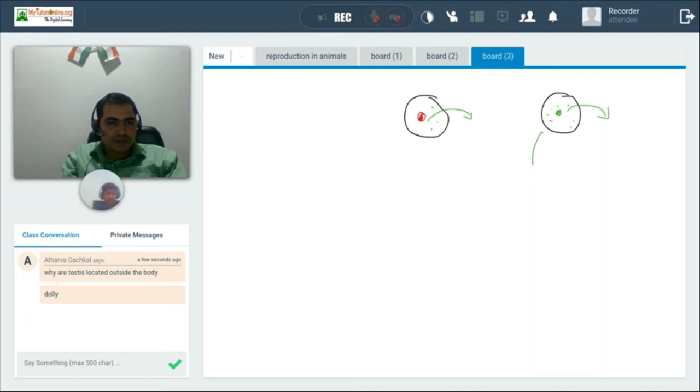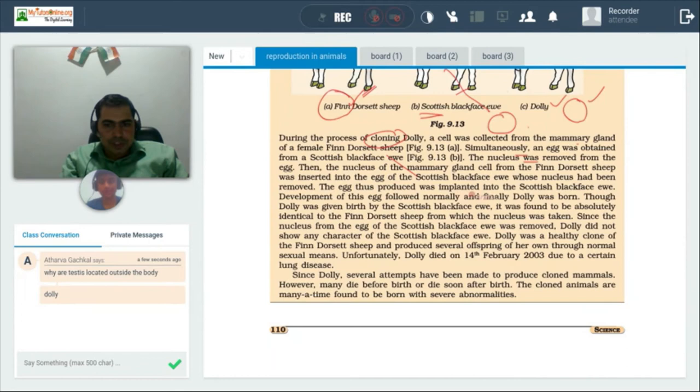In the next point, what is being said is that we transferred this nucleus, of the red color, which we have isolated, to this egg. Egg of what? This Scottish. The nucleus has been transferred to the egg, and the egg's own nucleus has been removed. Is my story clear to you?